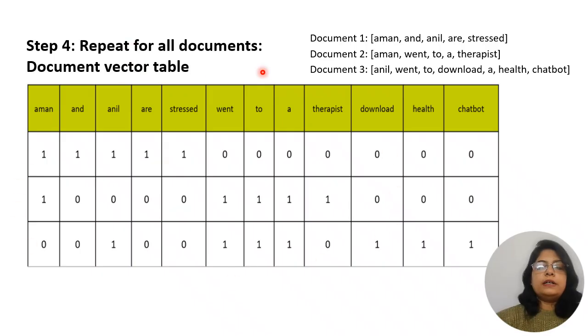So this is the complete document vector for all the 3 documents. And this is the output of bag of words. So bag of words gives us the vocabulary of the words. So this is the vocabulary and how many times they are occurring. So you have to show your working till here for bag of words.